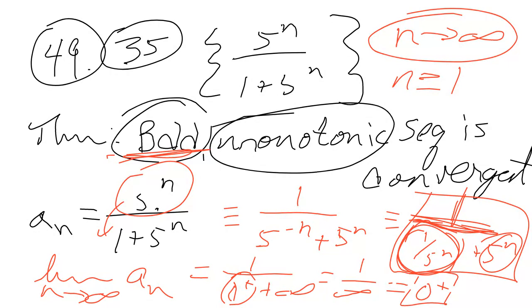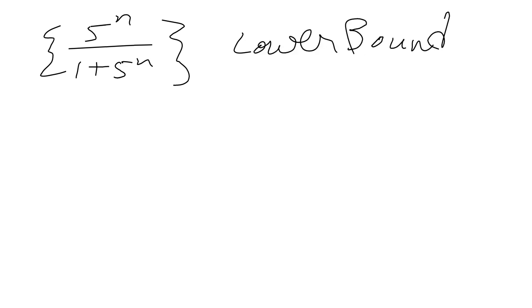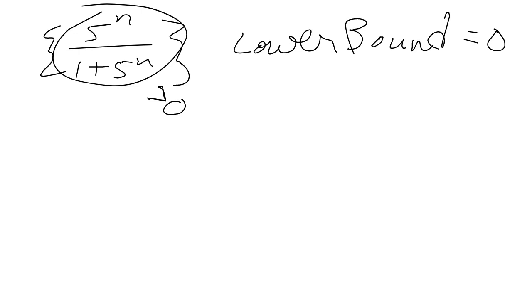So let me erase this and start over. Okay, so let's just rewrite my sequence here. So we had 5 to the n over 1 plus 5 to the n. So it does have a lower bound of 0, because this value right here is always going to be greater than 0, right? So I do have a lower bound of 0.